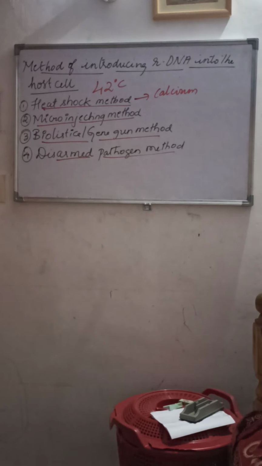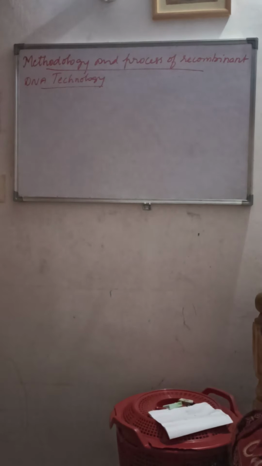Next, moving on to the next very important topic of this lesson, the methodology and the process of recombinant DNA technology. So what are the steps that are involved in the process of rDNA technology? Now let us study one by one. So what is the first step? As we know, it involves many steps. The first and foremost step is the isolation of genetic material.